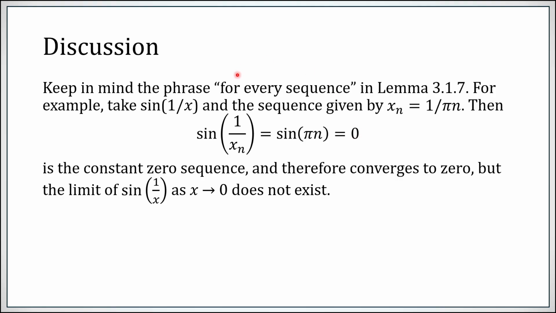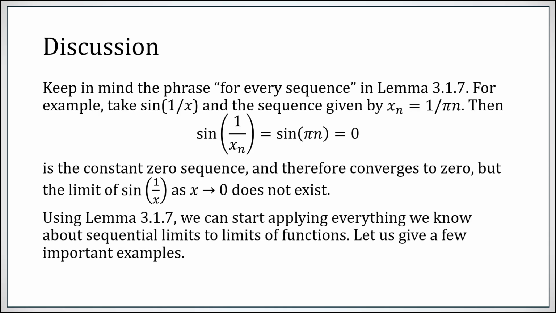It would have to be for every sequence converging to 0 in the domain. That's why in the previous argument, we found one specific sequence in the domain converging to 0, where the associated sequence in the range was not converging to anything. So with lemma 3.1.7, we can start deriving properties of limits of functions by translating all of them to limits of sequences where we already have results. So we're going to give a few important examples.